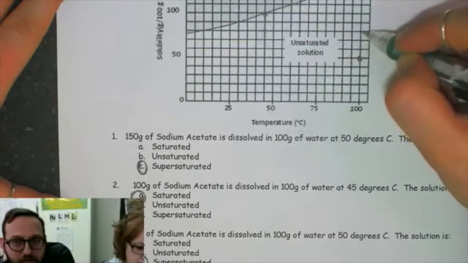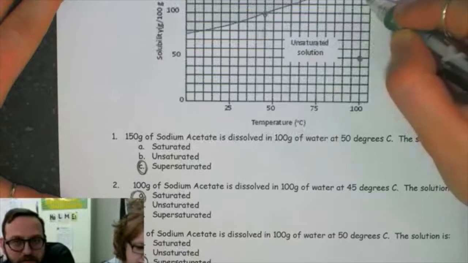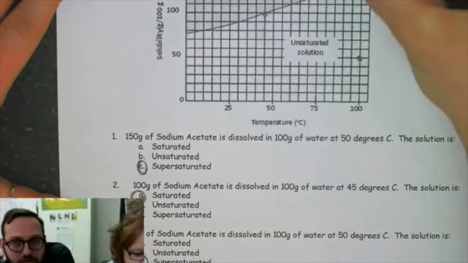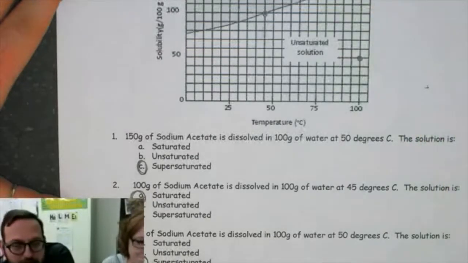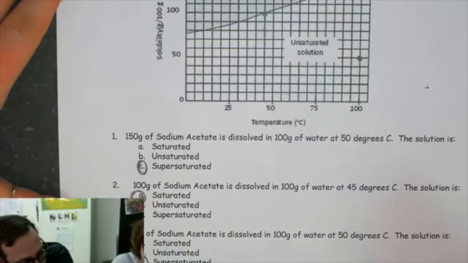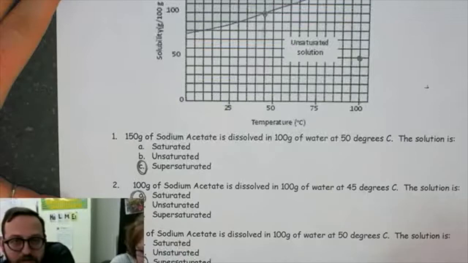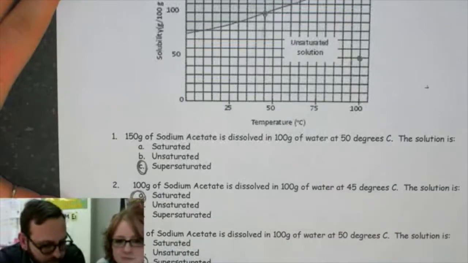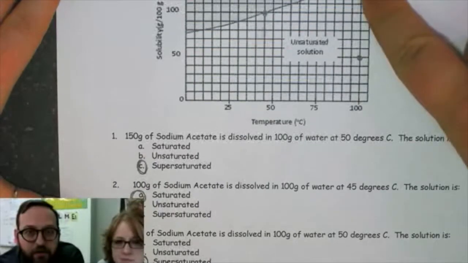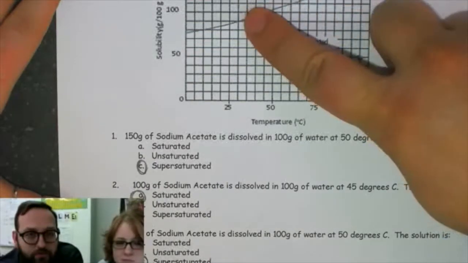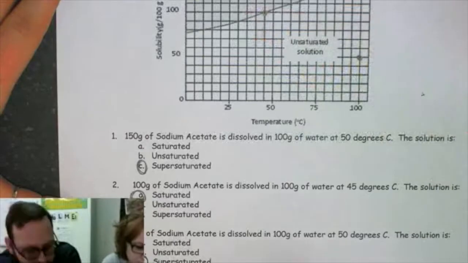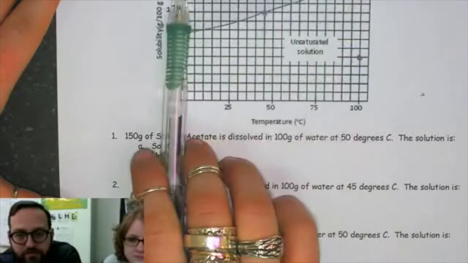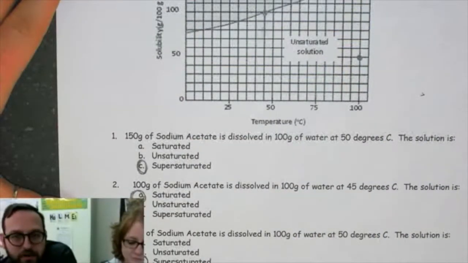10, 20, 30, 40, 50, 60, 70, 80, 90. Okay, so I could add 90 more grams of sodium acetate. So if you look at where she put the dot right here and carry it all the way over, it hits the 140 mark. So that's why we wrote 140 minus 50 here. So that gets us to our 90 grams.